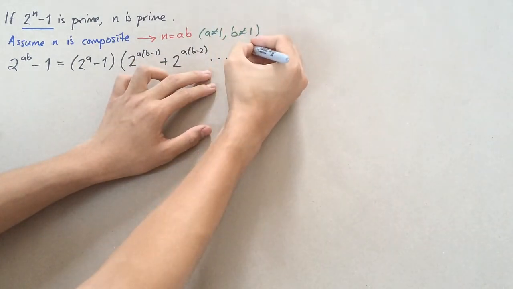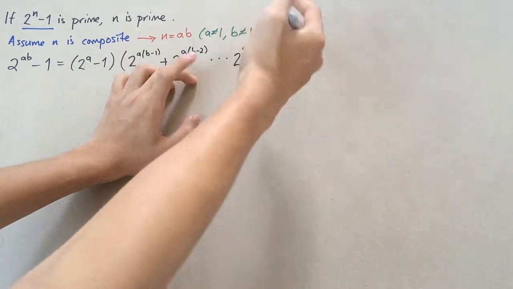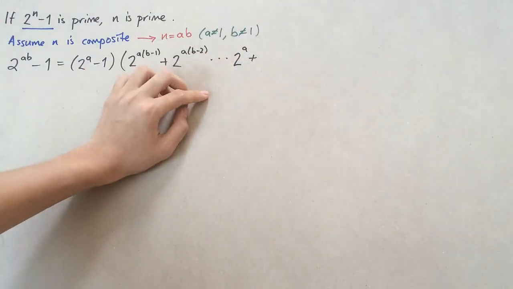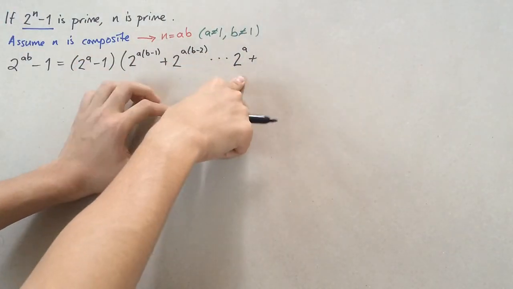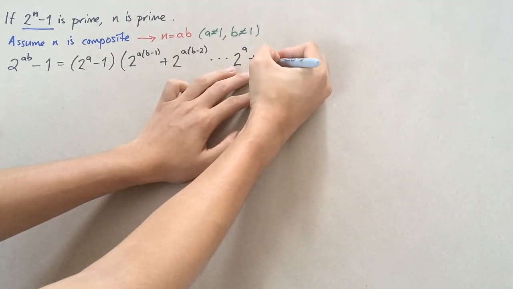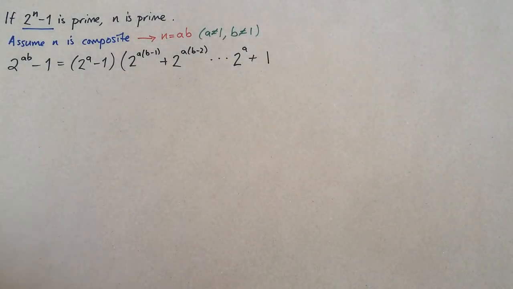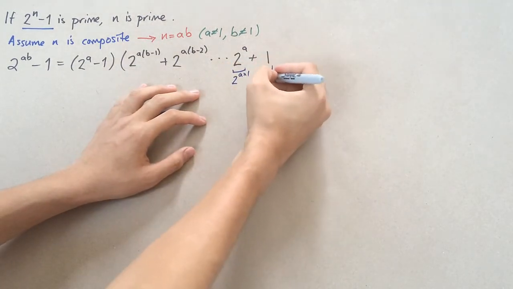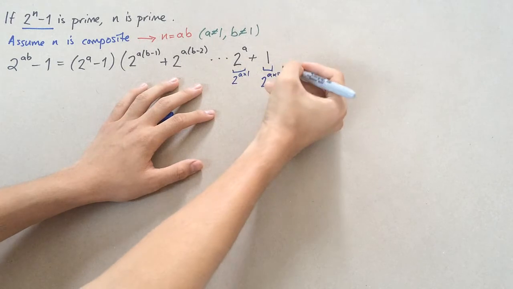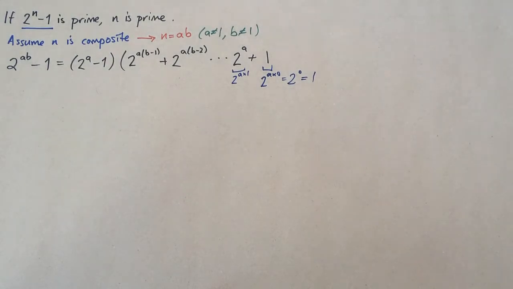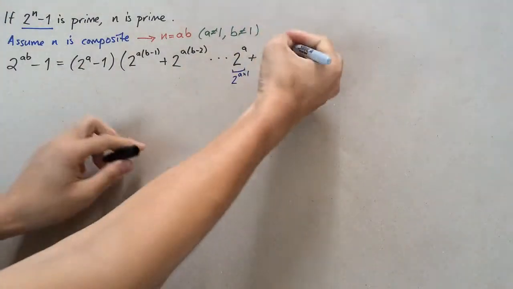So then it becomes 2 to the power of a times 1, which is just going to be 2 to the power of a, plus 2 to the power of a times 0. A times 0 is going to be 0, because 0 times anything is 0, and anything to the power of 0 will give 1. So we're just going to write that as 1. So b will go down in descending order until we reach that. Right, I forgot to close the bracket.